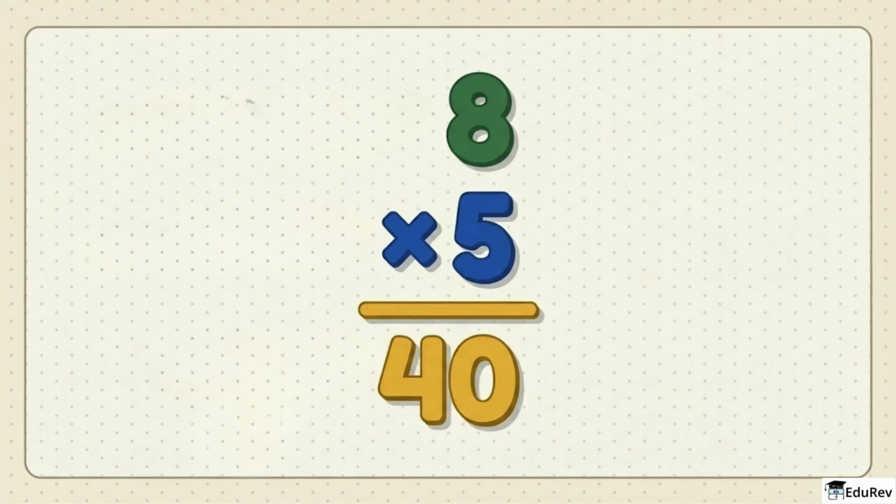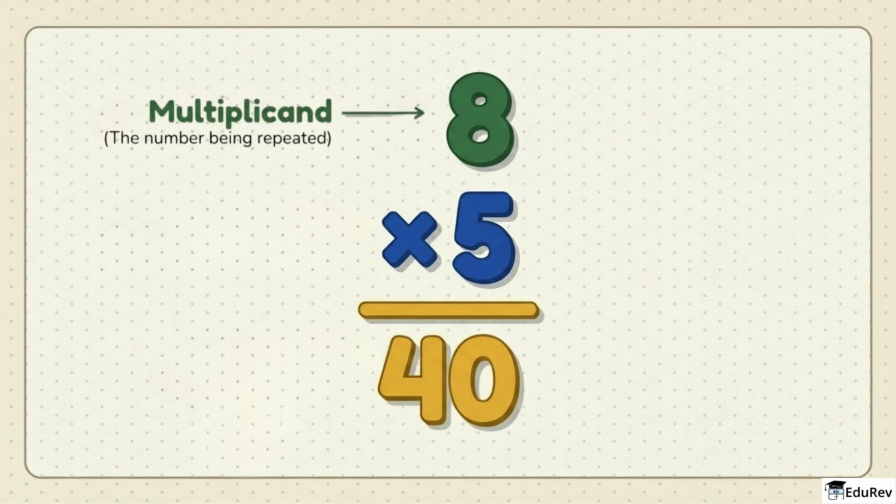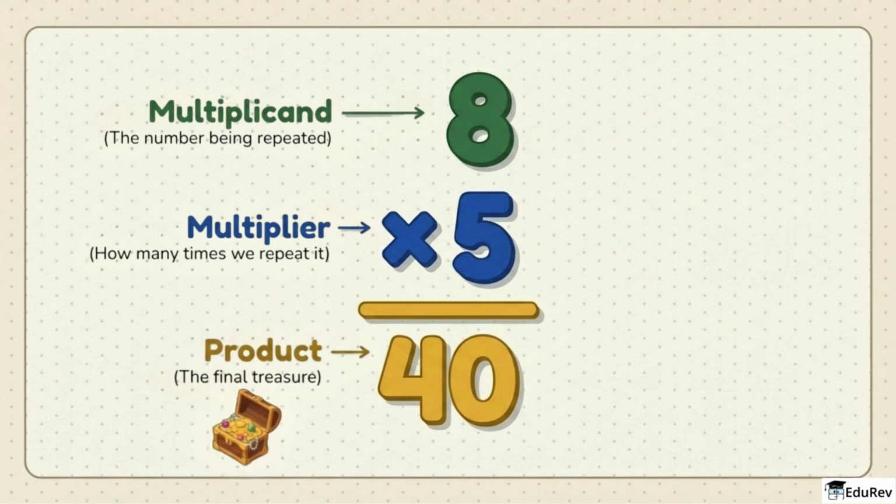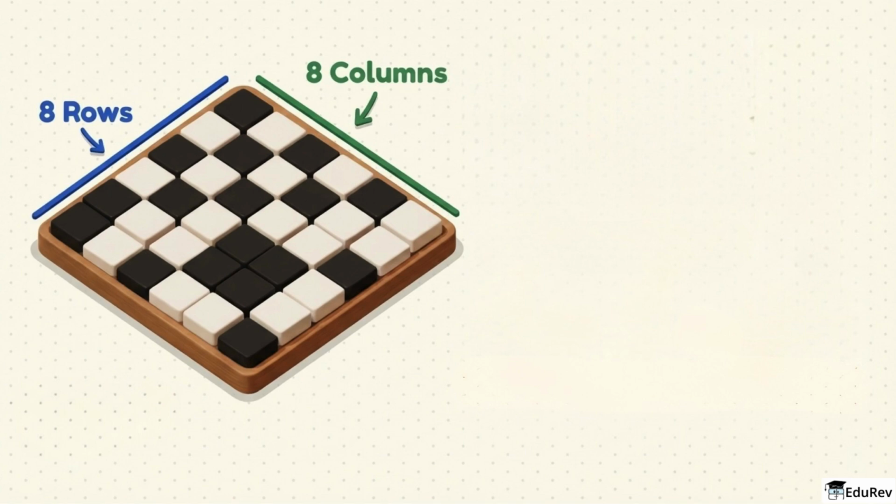Now let's learn the 3 important words in multiplication. Take this example. 8 times 5 equals 40. The multiplicand is the number being repeated. So here that is 8. The multiplier tells us how many times we repeat it. So here that is 5. And the product is the final answer. So here that is 40. A simple way to remember it is this. Number being repeated. How many times? Final answer. That's all.